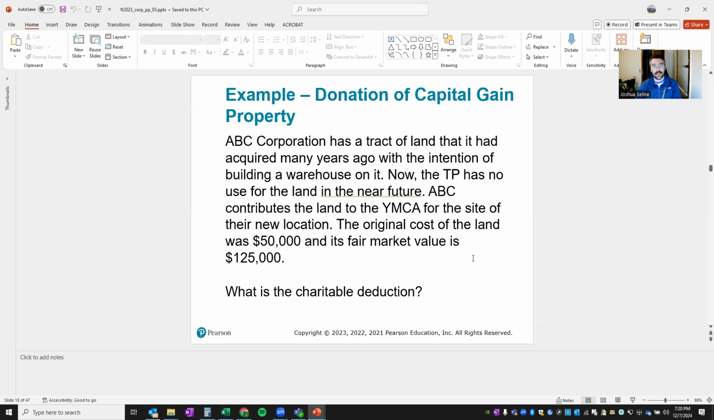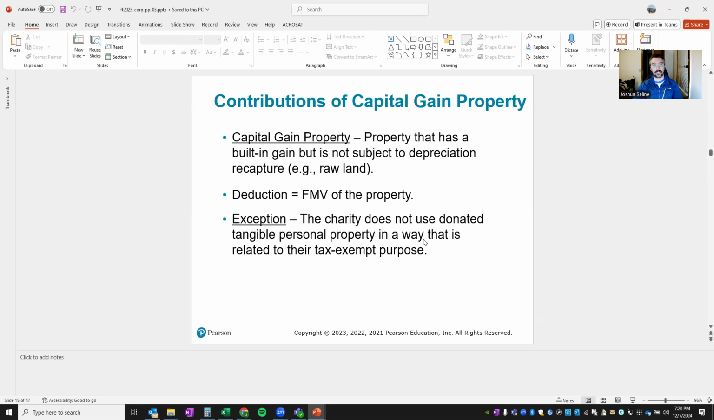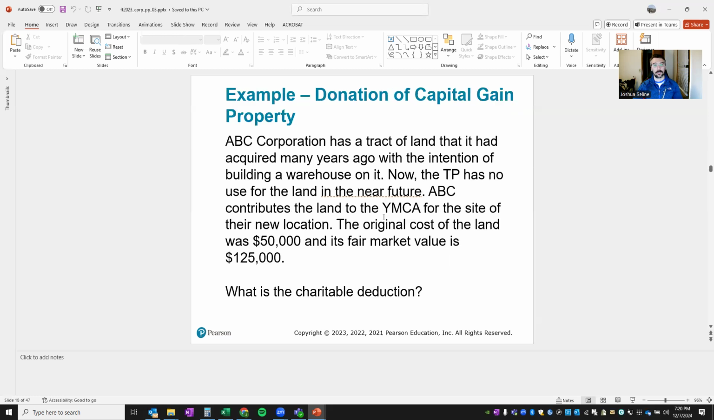So, example, donation of capital gain property. ABC Corporation has a tract of land that it acquired many years ago with the intention of building a warehouse on it. Now the taxpayer has no use for the land in the near future. ABC contributes the land to the YMCA for the site of a location. The original cost of the land was 50,000. Its fair market value is 1.5. What is the deduction? Well, if we go back to our capital gain property that has a built-in gain but is not subject to depreciation recapture, the deduction is the fair market value of the property.